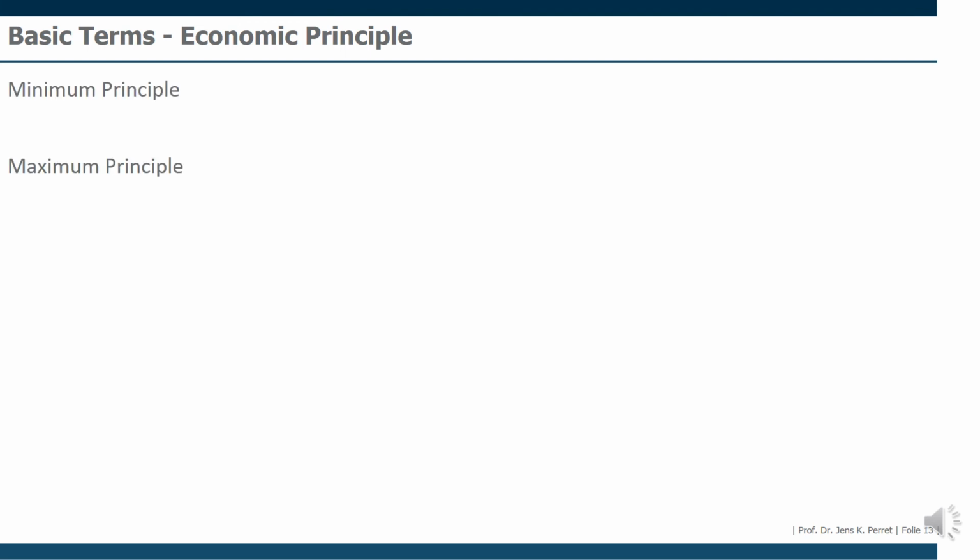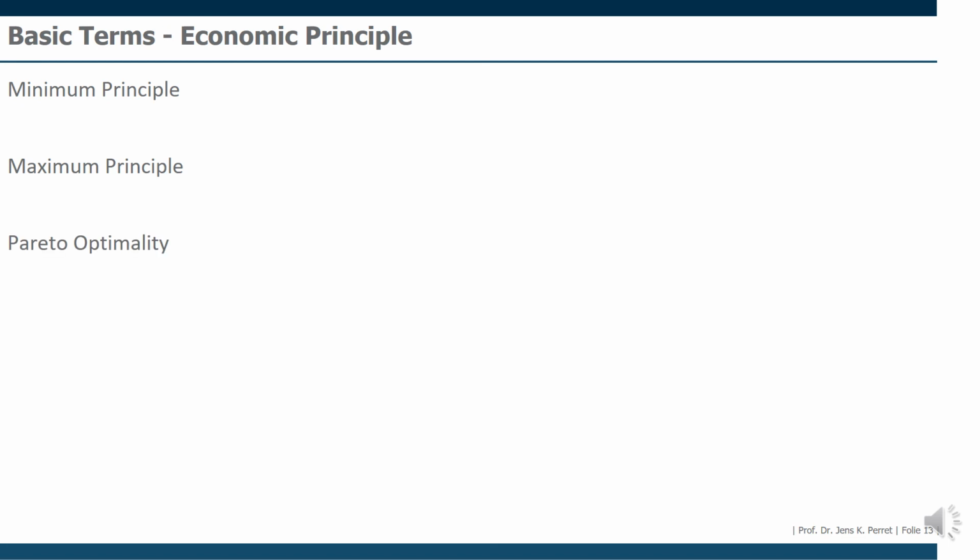Here we have two perspectives, the minimum and the maximum principle. The minimum principle states I have a given output and I want to achieve this output with the minimum inputs required. Whereas with the maximum principle, I have a given input and I try to achieve the maximum output possible with these inputs.